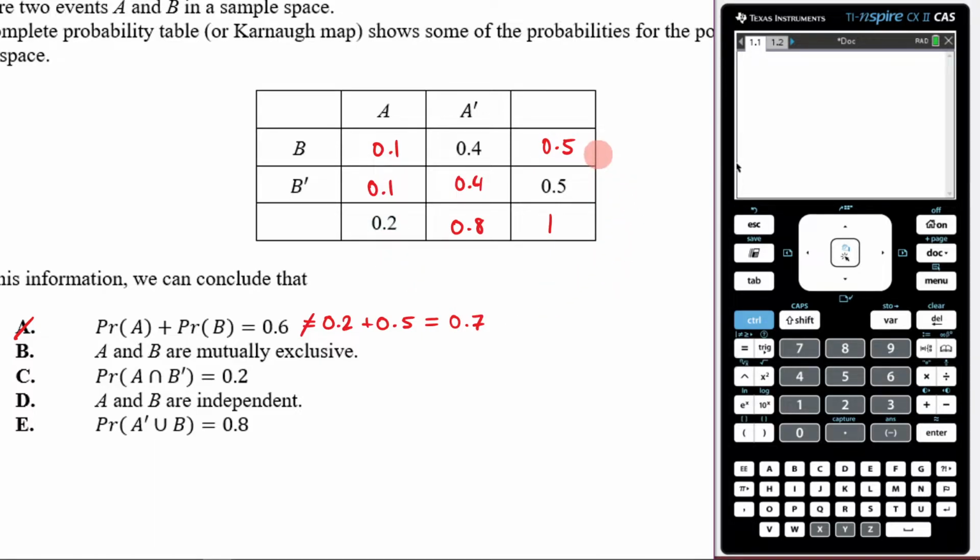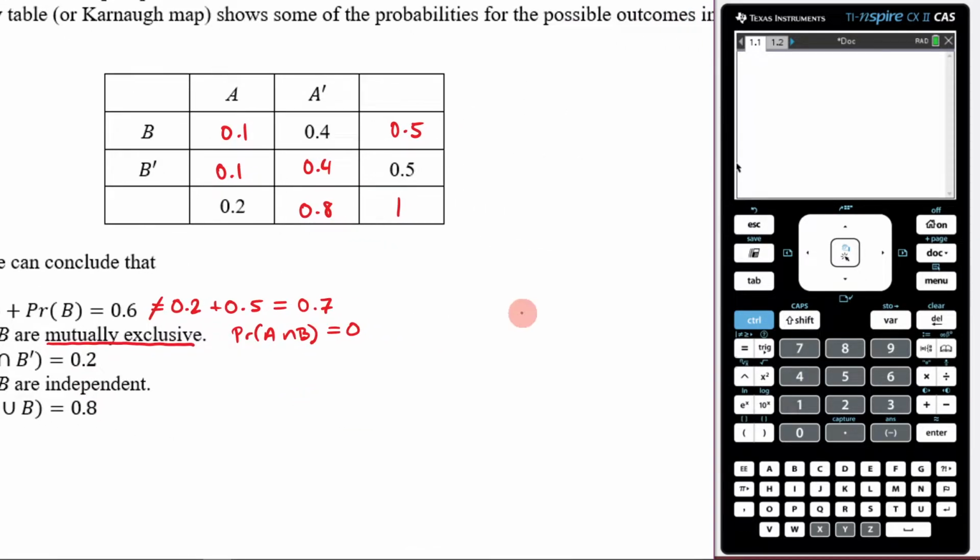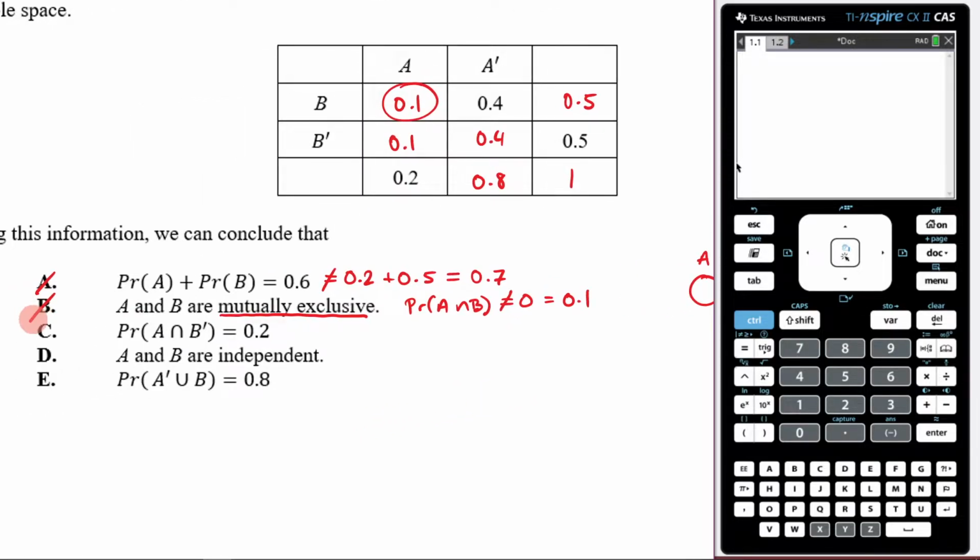Next, A and B are mutually exclusive. Now, what does it mean to be mutually exclusive? What that means is that the probability of A intersection B is equal to 0. The way to think about this, mutually exclusive events are like two Venn diagrams that don't overlap. There are no places in which they intersect. Now, look here, the probability of A intersection B is 0.1, so it's not equal to 0, it's in fact equal to 0.1. So that is also off the table.